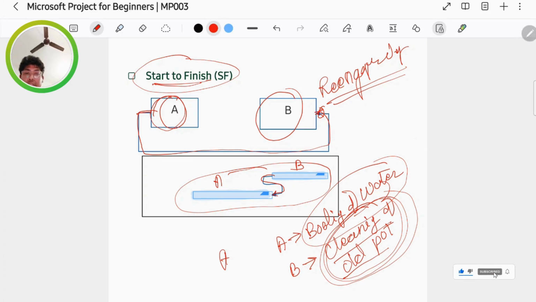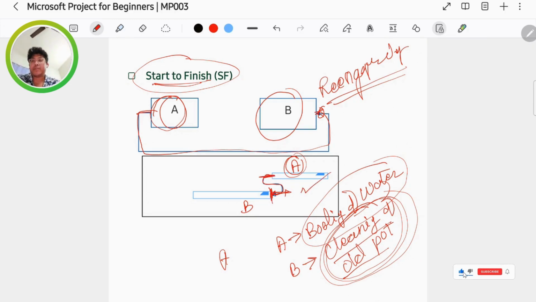Sorry, I have used the wrong interpretation, my mistake. So it should be B and it should be A. We are telling that A will start once B is finished. This is the end side and this is the start side. So this is the logic.